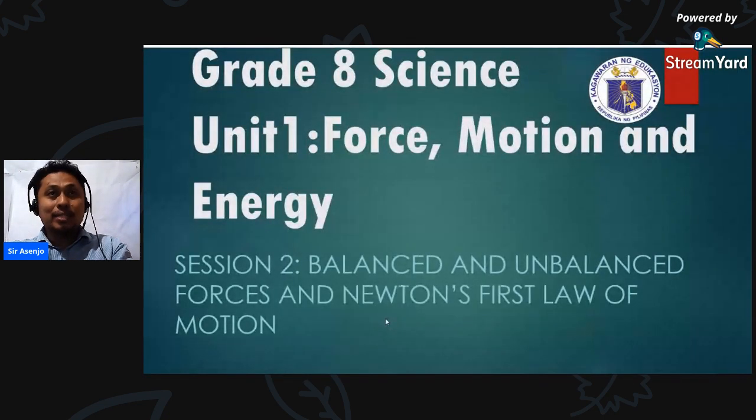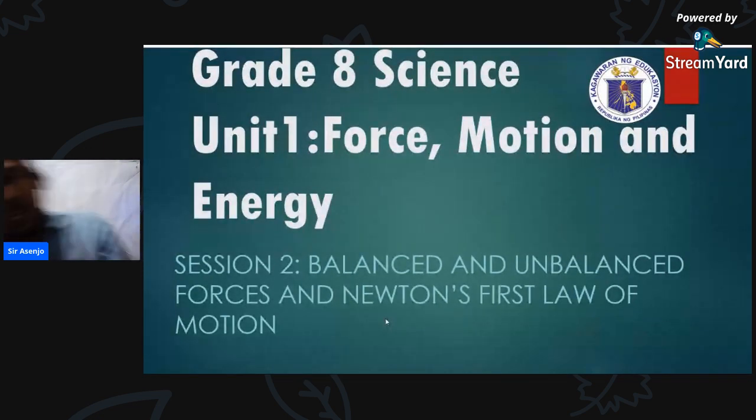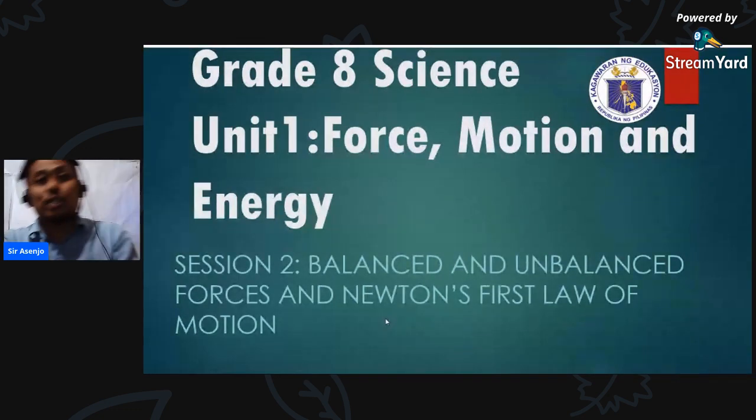So this is still Grade 8 Science, Unit 1: Force, Motion, and Energy. Okay. How was our last session? Did you learn a lot? Okay. So in this Session 2, we are going to discuss the topic of balanced and unbalanced forces and Newton's first law of motion. This is still in Chapter 1, entitled Forces and Motion, under Unit 1, Force, Motion, and Energy.